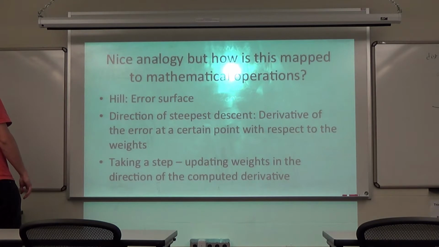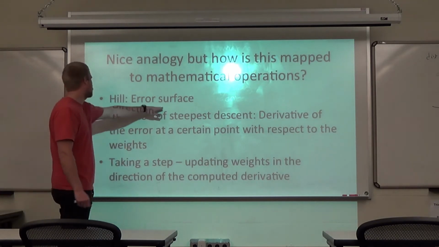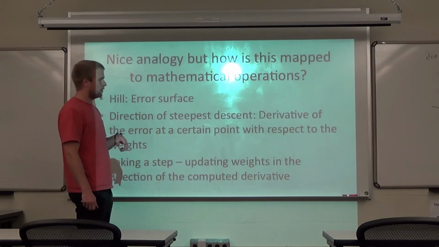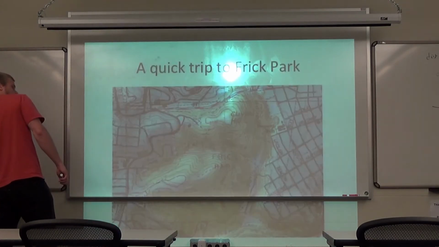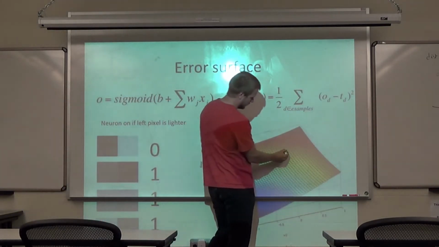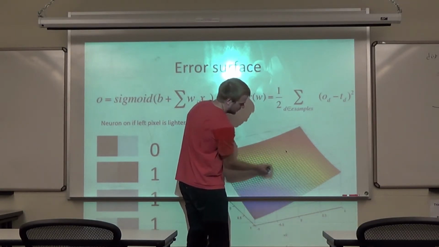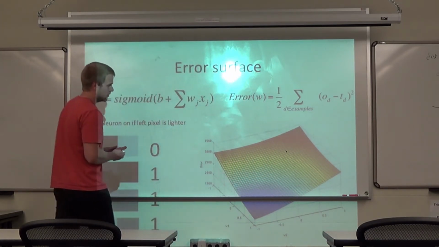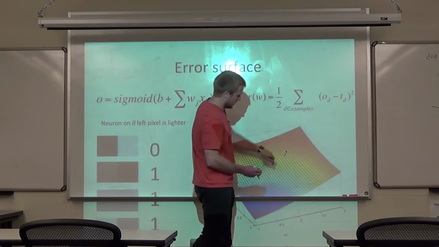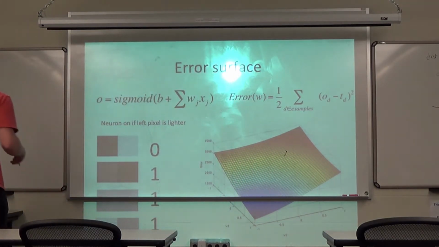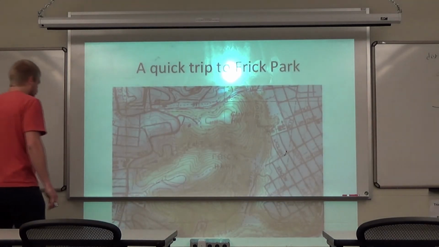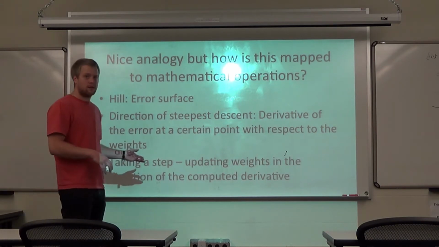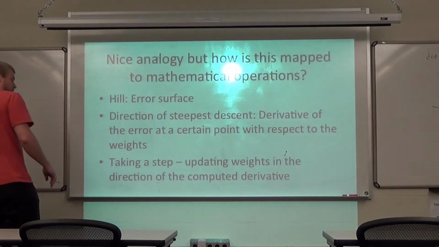Okay, so that's an analogy for how we do this in math. The hill is the error surface. The direction of the steepest descent is the derivative of the error at a certain point with respect to the weights. If we start off with a weight set right here, we can take the derivative of this error surface at that point. What that gives us is the direction of the steepest descent. When you compute the derivative, the vector you get is that direction. Then taking a step corresponds to updating the weights in the direction of the computed derivative.